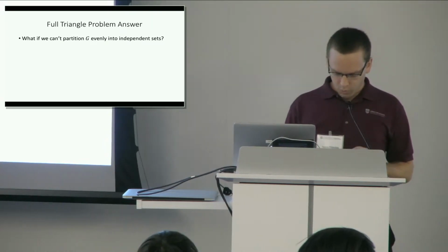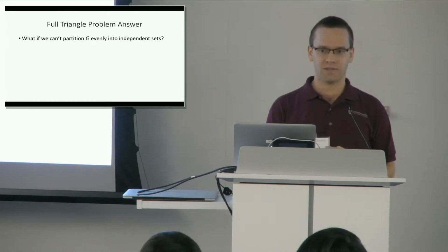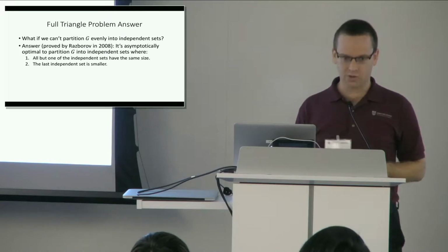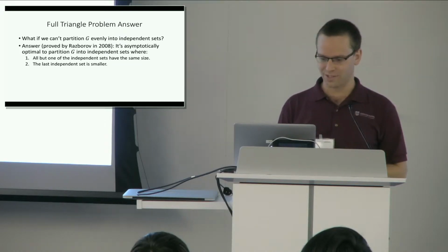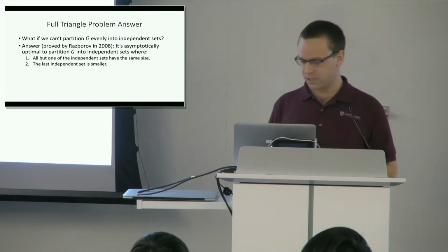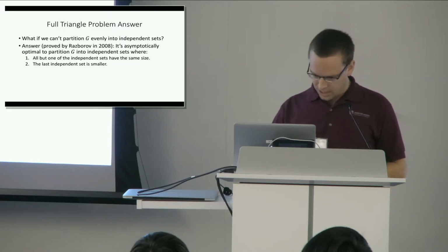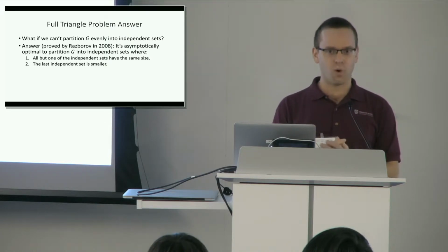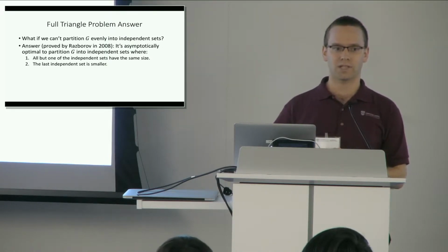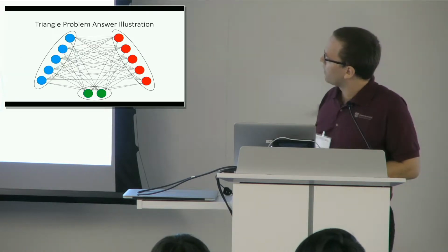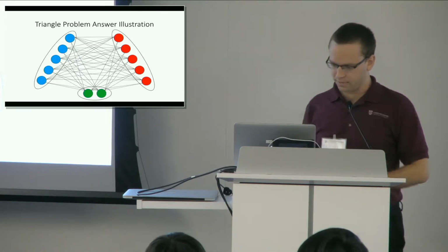But what if we can't partition G evenly into these independent sets? So in that case, it turns out, and this was only proved by Professor Razborov in 2008, that it's asymptotically optimal to partition G into independent sets where all of them except one have the same size, and the last one is smaller. So here's a picture of the solution there.